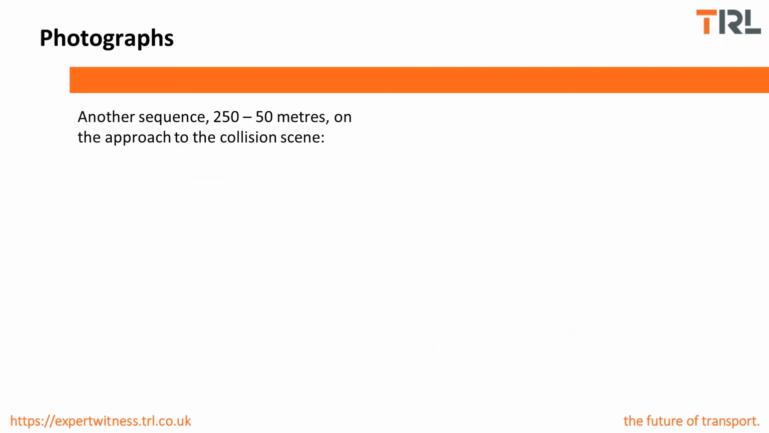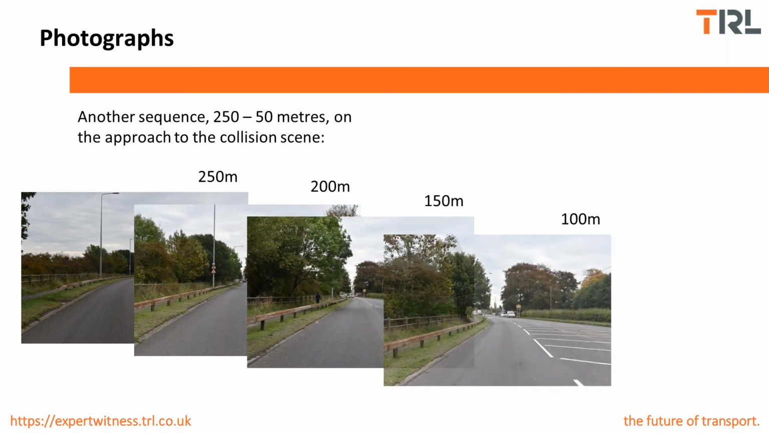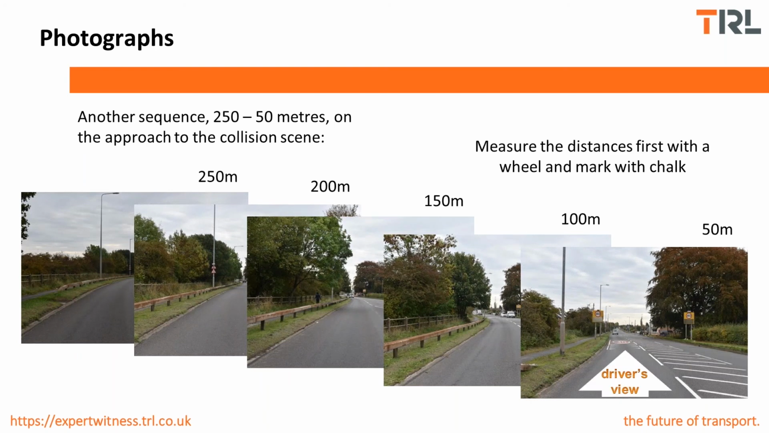This slide shows another sequence of photographs on the approach to a collision scene and shows a driver's eye view from the road, which may be quite different from the view you have from the pavement. As ever, you must be very aware of your own safety and that of other road users. As an alternative to photos, you could make a dash cam video using an assistant in your vehicle if necessary.